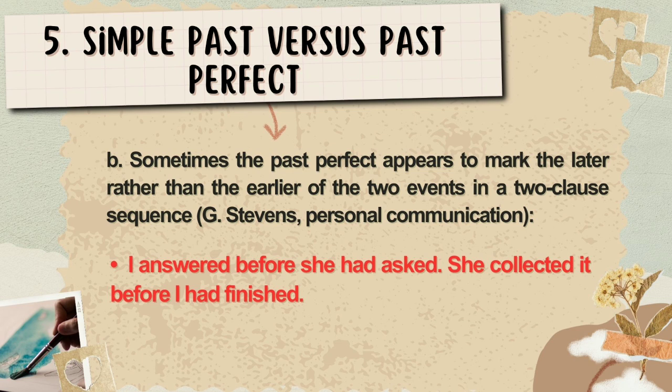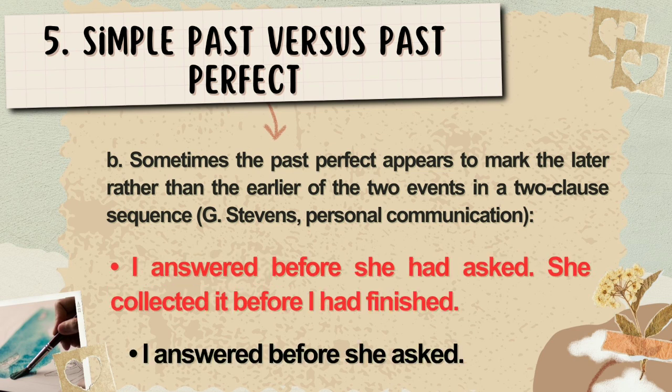So I answered before she collected it before I had finished. Notice here, the event in the subordinate clause was not actually completed. In this case, it appears that the past perfect is a kind of implied counterfactual, suggesting the event in the subordinate clause was not completed or did not occur. So here again, the simple past tense will often do without a change in meaning.